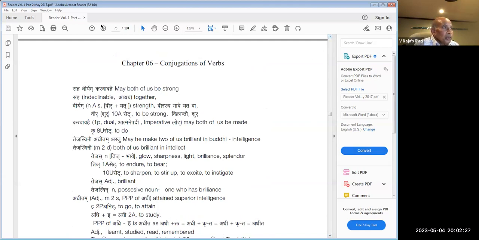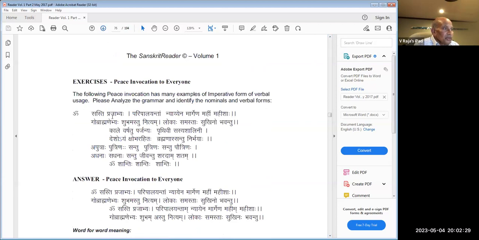Then we give a second example. Swasti prajabhyaha. Swasti always requires Chaturthi Vibhakti, like namaha. Look at swasti: su asti.